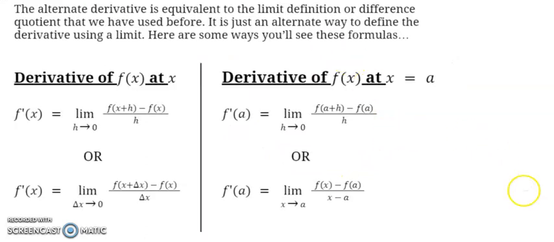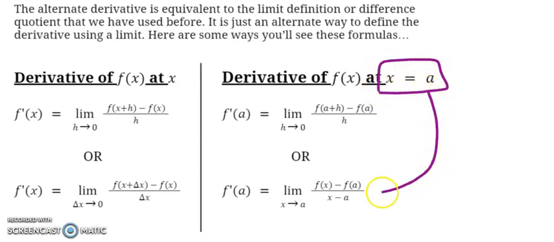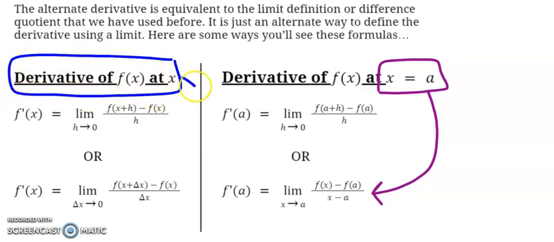So I gave you kind of a nice summary. The alternate derivative is equivalent to the limit definition or difference quotient that we've used before. It's just an alternate way to define the derivative using a limit. So most often, if you are looking to find the slope at a specific a value, you'll want to use that alternate definition. You don't have to, okay? You could use this one. This one will find you the derivative at any x value, right? And then at the end, just sub in what your a value was, and that's perfectly fine too, okay?